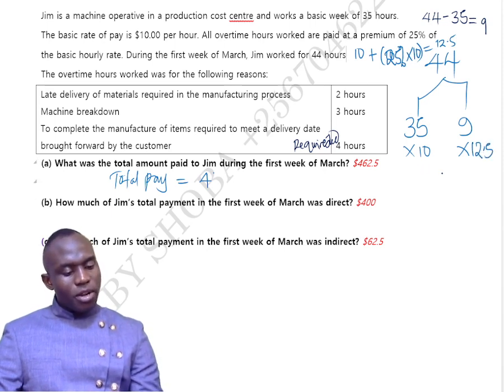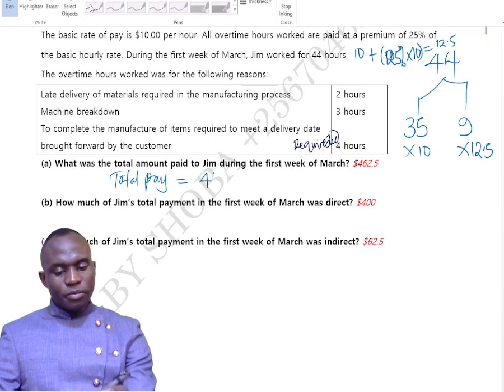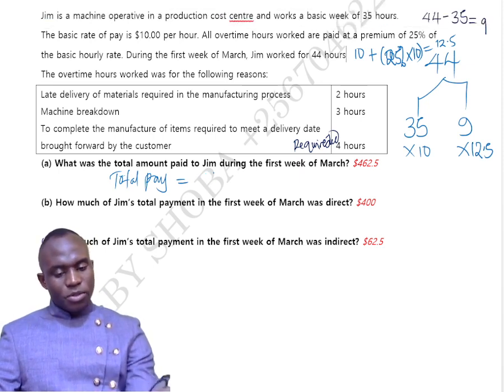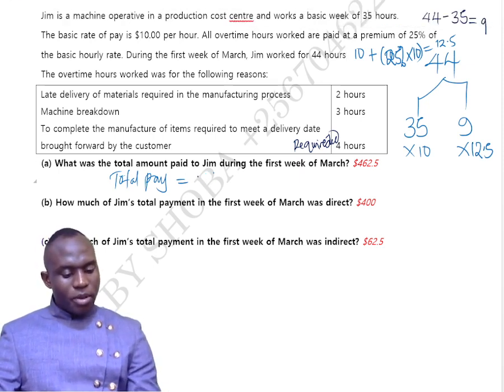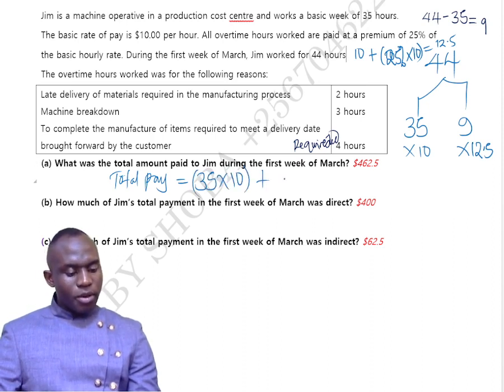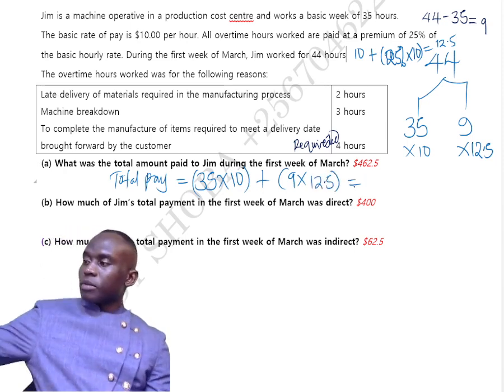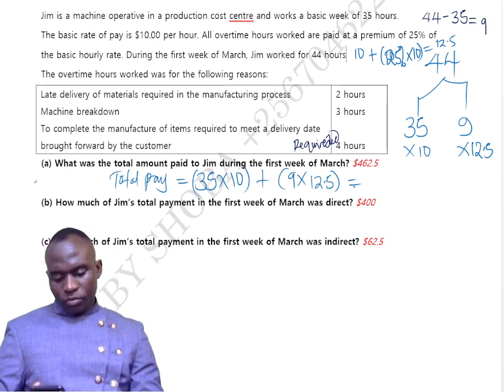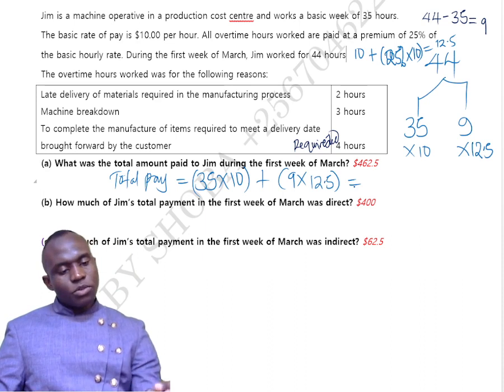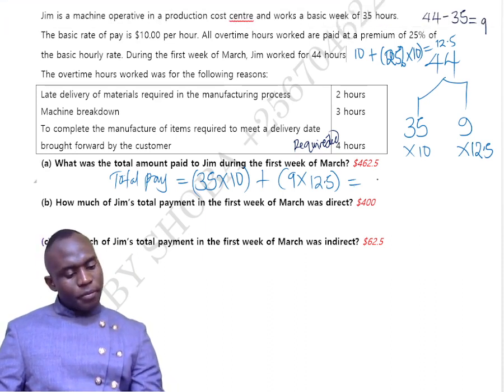And if you work out, the total would be, so this is what would be the total payment, 35 hours times 10, then plus 9 times 12.5. So the answer is 462.5.